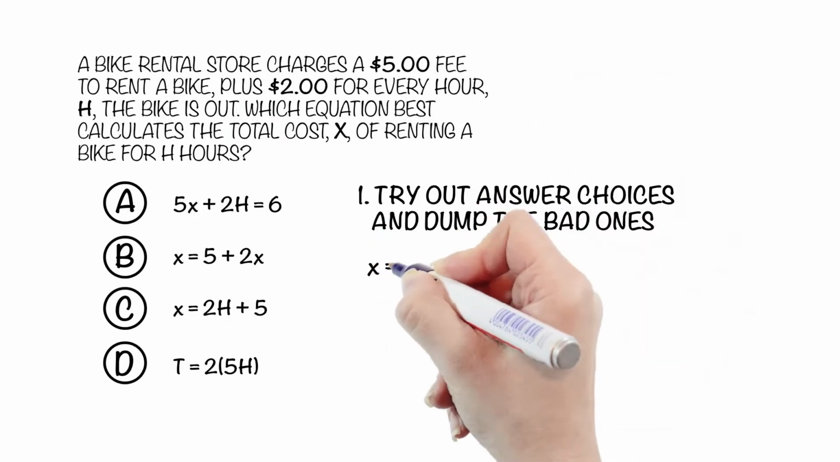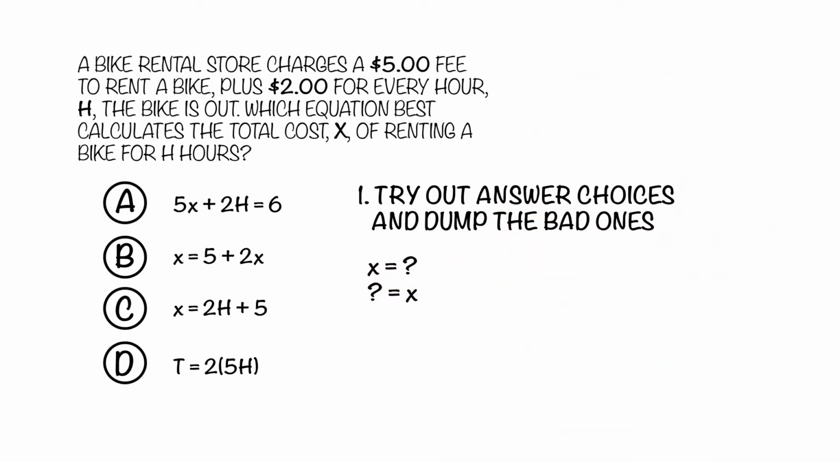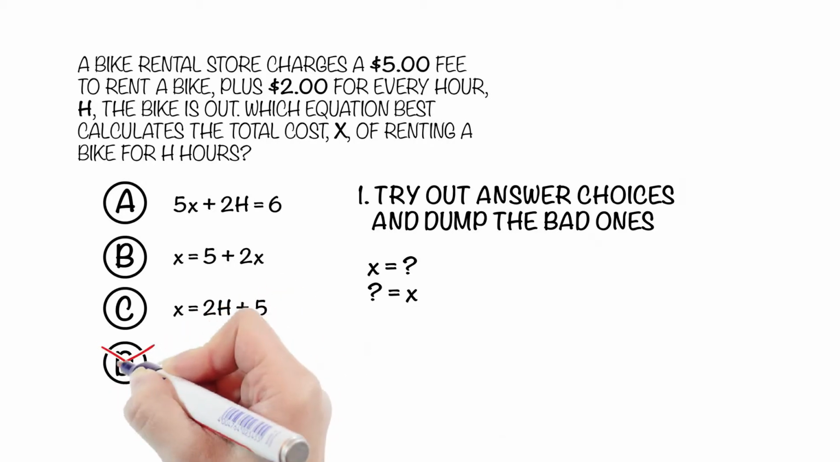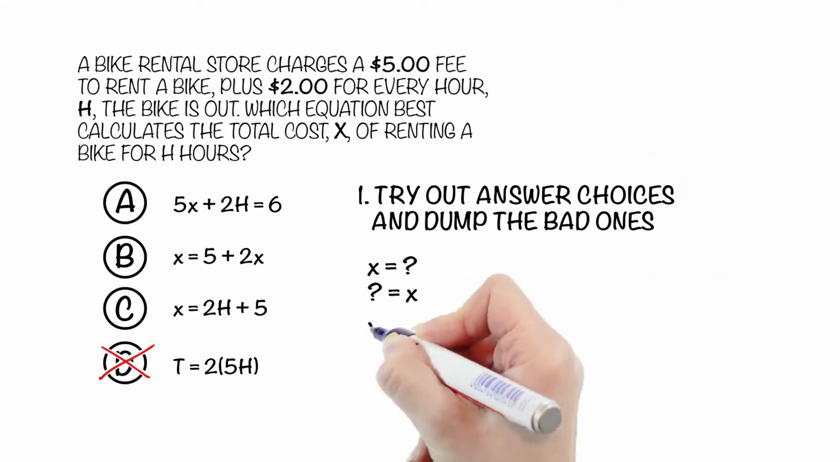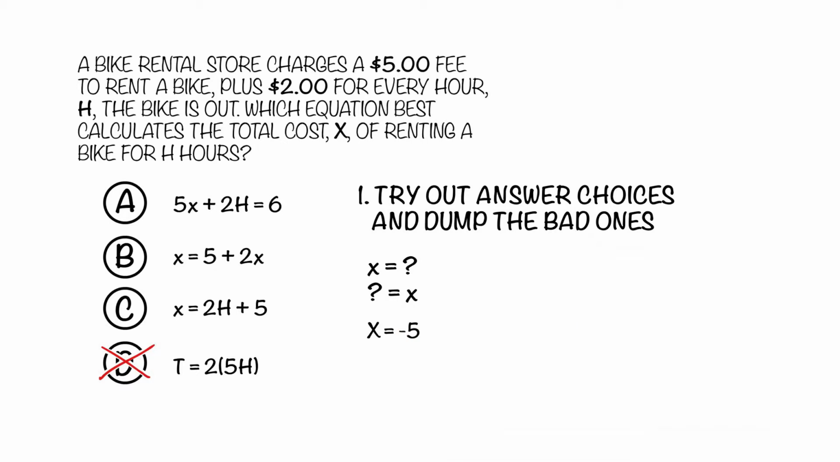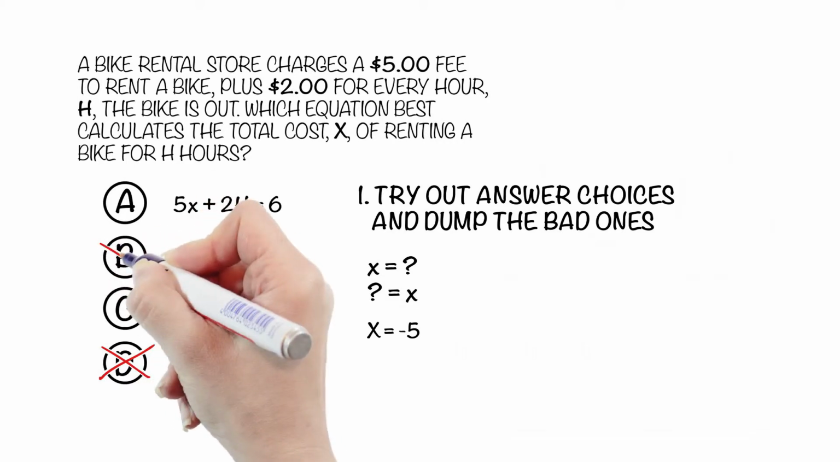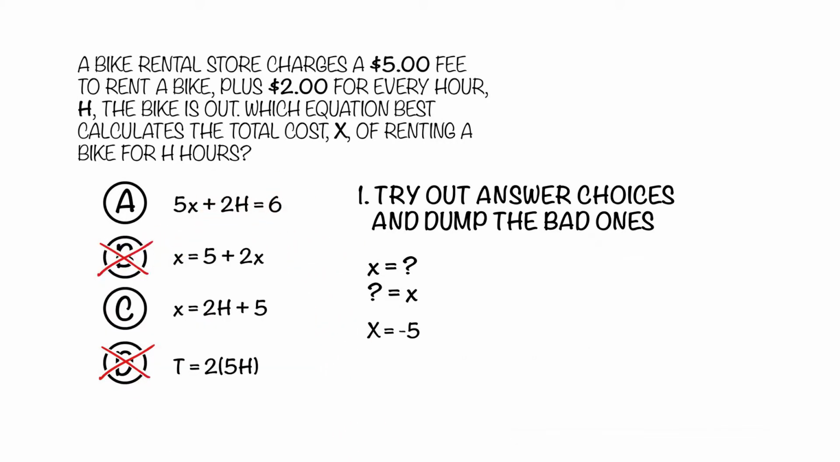Let's try this problem first by trying out the answer choices. First, if we want to calculate the total cost, x, then the equation should say either x equals something or something equals x, right? One of our choices doesn't even have x in it. If you're in a rush, you might think that t is for total, but they don't even mention t in the problem, right? So dump that one. Now try out b. Not only is it missing h completely, which is suspicious, but when you simplify, you get a negative number. When was the last time a rental shop gave you money to rent a bike?